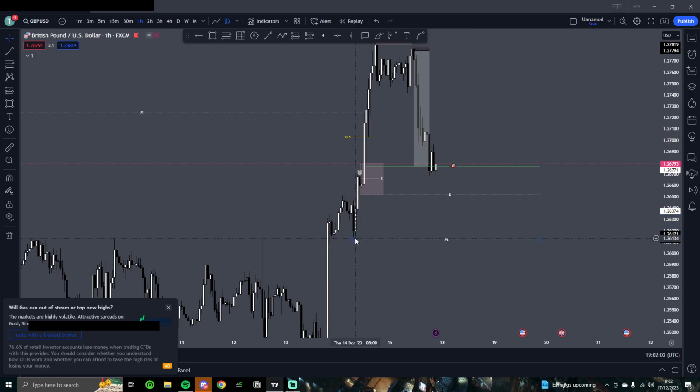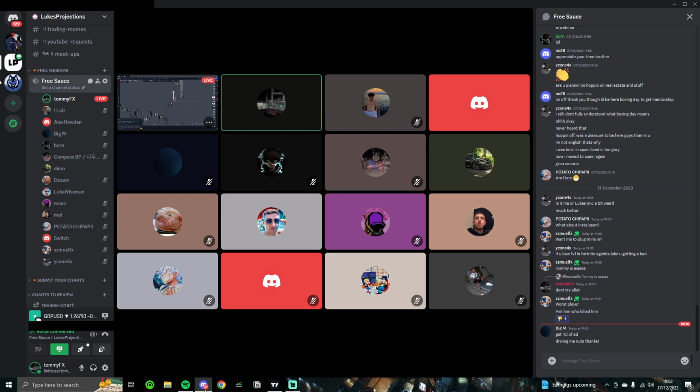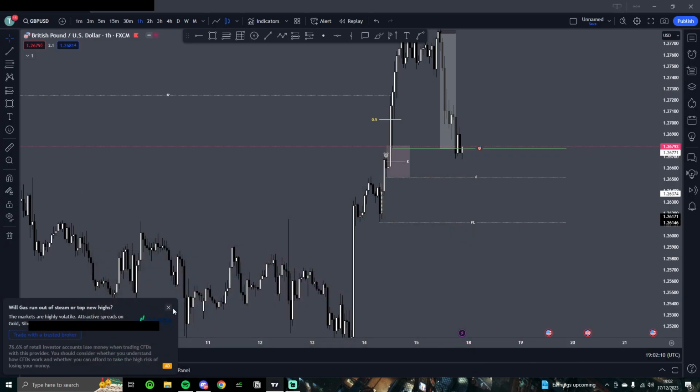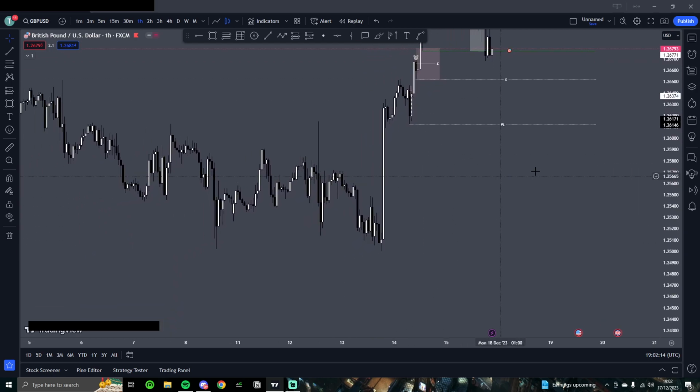But anyway, let's go through this trade on Thursday. By the way, if anyone has any questions, just type it out and Luke will read it out because he's good at reading. But anyway, so what we like to see here.